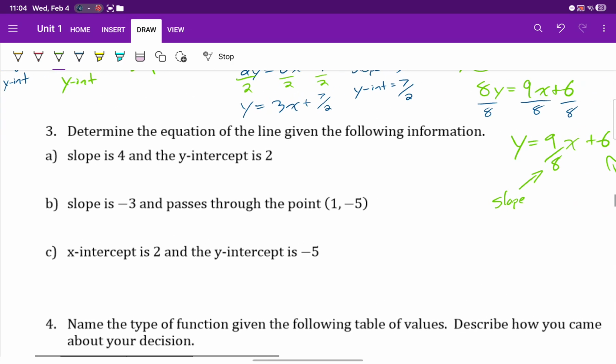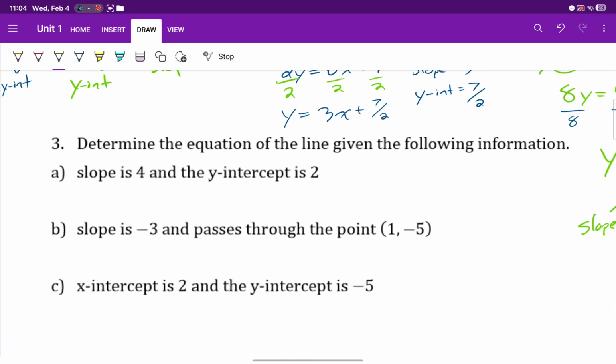Continuing on. This says, determine the equation of a line given the following information. So in this course, you're actually going to see a lot of questions like this, where I'm asking you to determine the equation of a function. Could be a rational function, could be a polynomial function, could be any type of function that we're looking at in this course. I could say, give me the equation or determine the equation of said function given this information. Okay, that's a common question in this course.